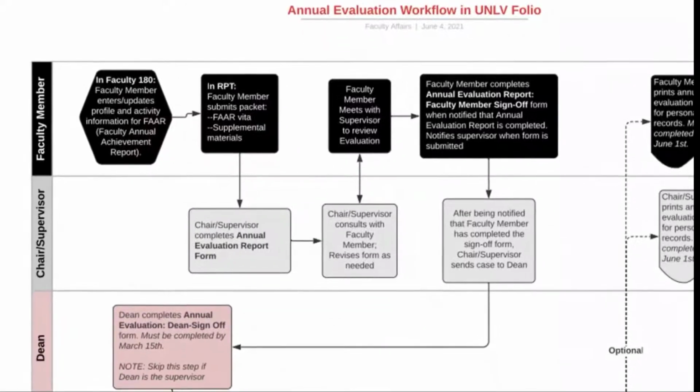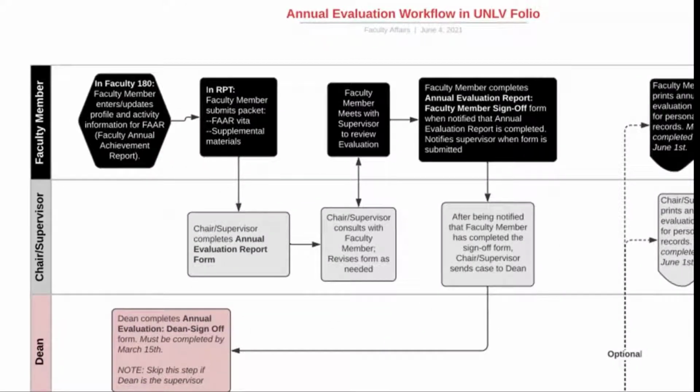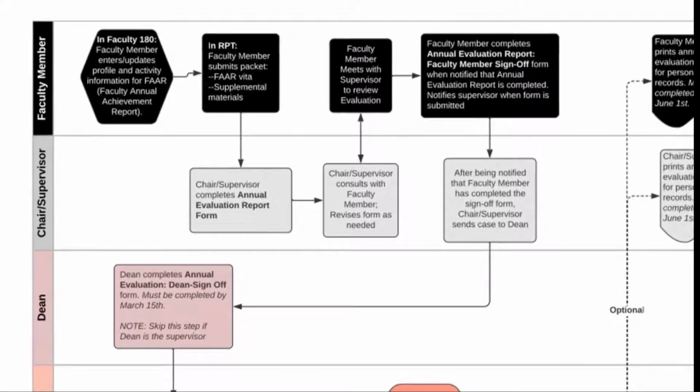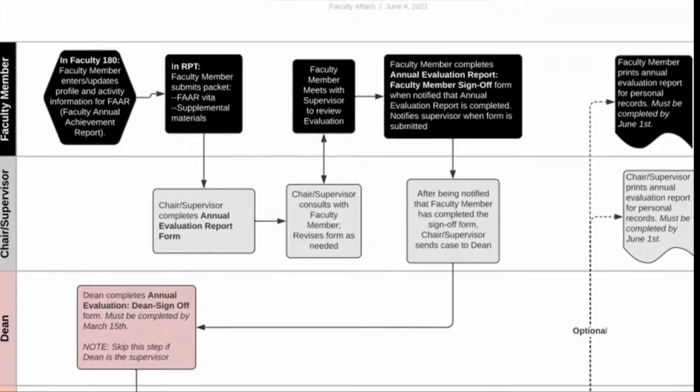So there are some exceptions, but for the most part, the same general workflow applies for colleges with departments. The workflow begins once the faculty member submits their FAR Vita, which contains activities from January 1st through December 31st. After the FAR is submitted, it moves to step 1, annual evaluation report generation and consultation step. During this step, the chair supervisor completes the annual evaluation report form and has a consultation with the faculty member to go over the report.